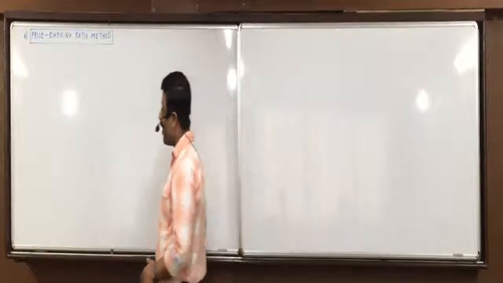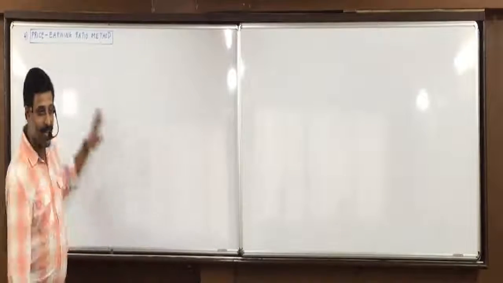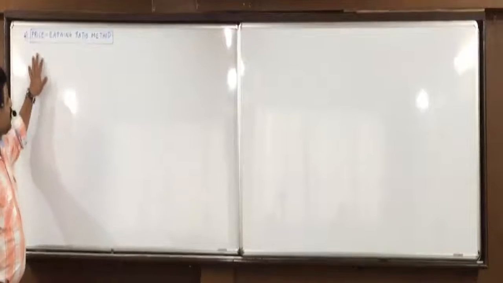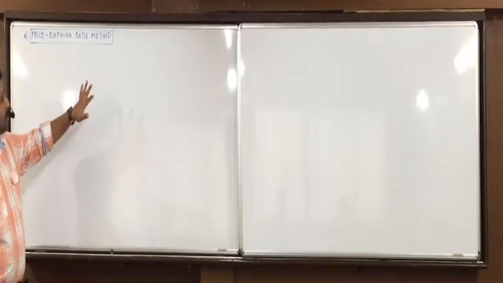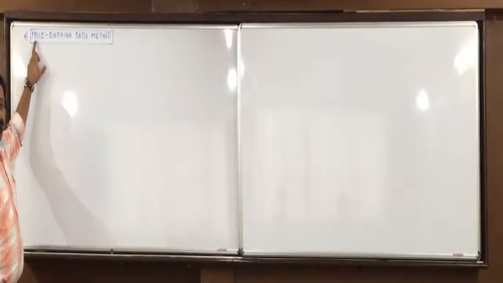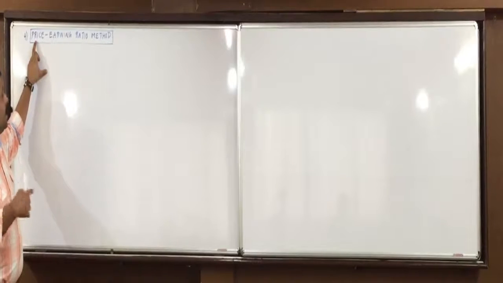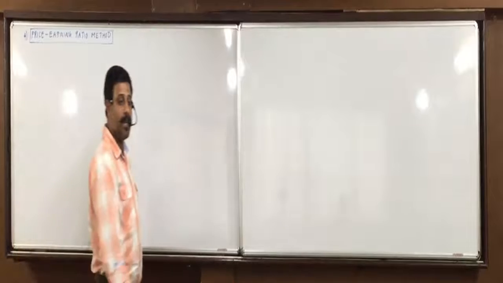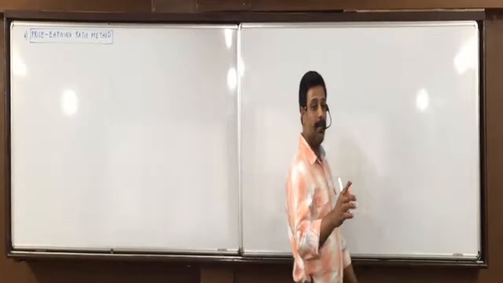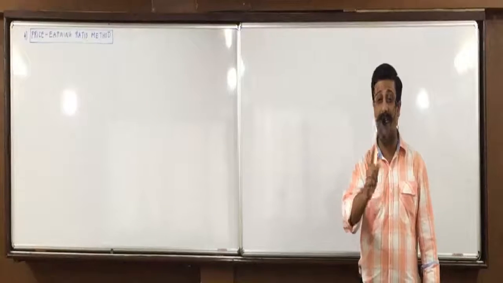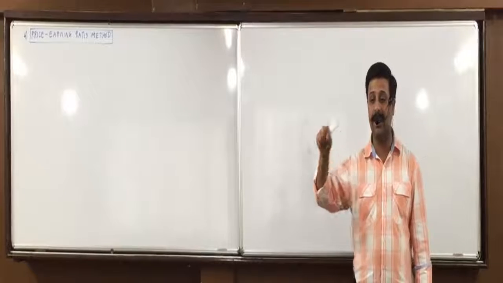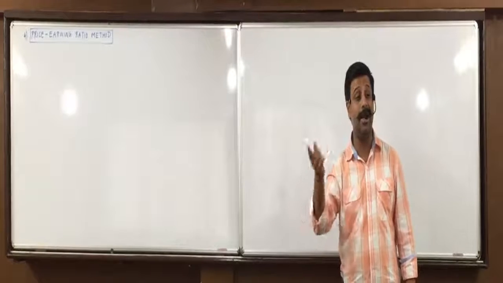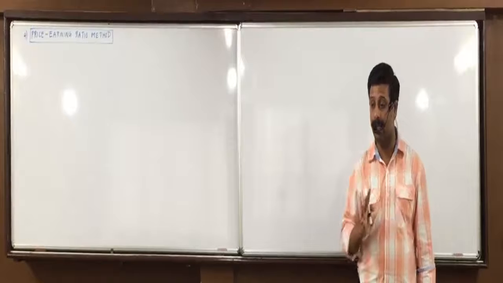New method of valuation of shares: the price to earning ratio method. The price to earning ratio method shows that the market price of an equity share is how many times its earning. So if it is given that the price to earning ratio is 5 times, it means the value of the equity share is 5 times its earning. Now, which earning? Earning per share, EPS.